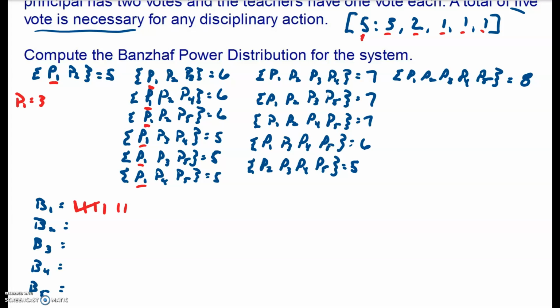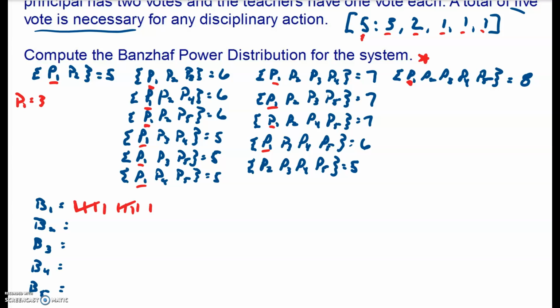Now we come over to our 4-player coalitions. Player 1, remember, has 3 votes. 7 minus 3 is 4. Critical. 7 minus 3 again is 4. Critical. 7 minus 3 is 4. Again, critical. 6 minus 3 is 3. Critical. And 8 minus 3 is 5. Not critical.